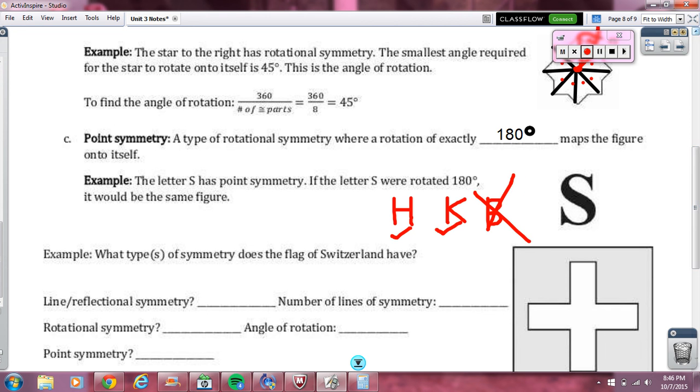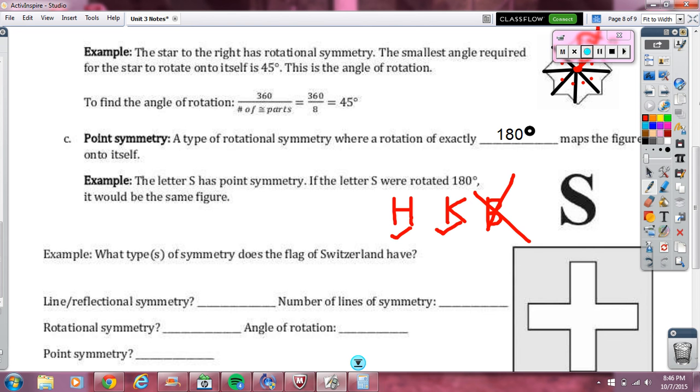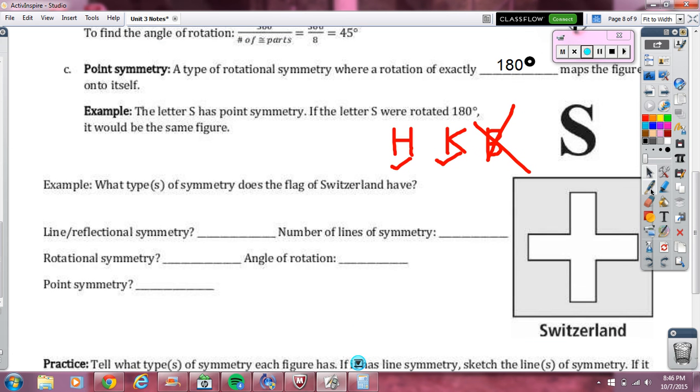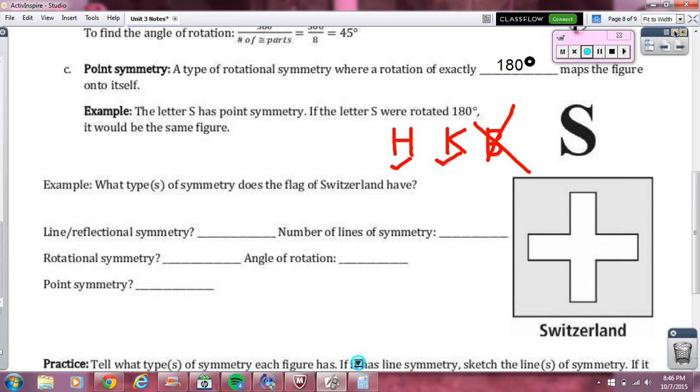Here's an example where we have to think about an object having maybe more than one type of symmetry. So we've got our flag of Switzerland, and we're asked to identify what types of symmetry this flag has. So we're going to start with line and reflectional symmetry. So if I look at this object, I have to think about, is there a way I could draw a line and cut it into two exactly the same pieces?